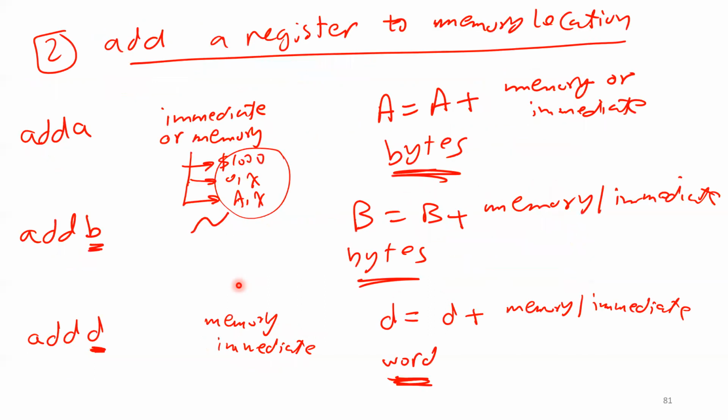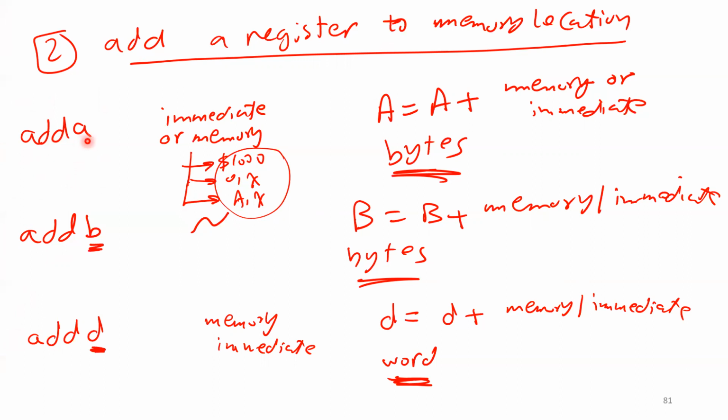Okay. Let's see another set of addition instructions. In this addition instruction, we add a register to a memory location. So now I'm going to add a memory location to a register. As you see right now, it can be a byte or it can be a word. We add it to a register, as you will see now. So what we have here, we have only 3 instructions.